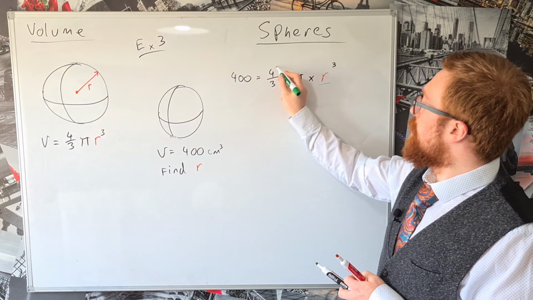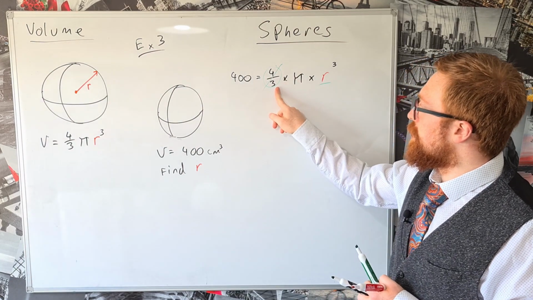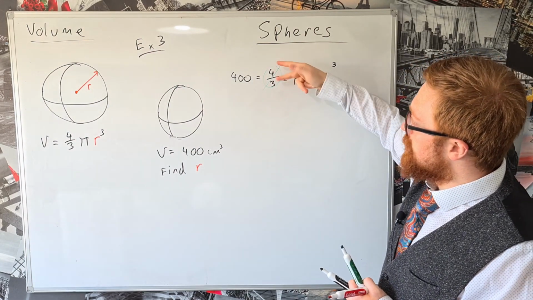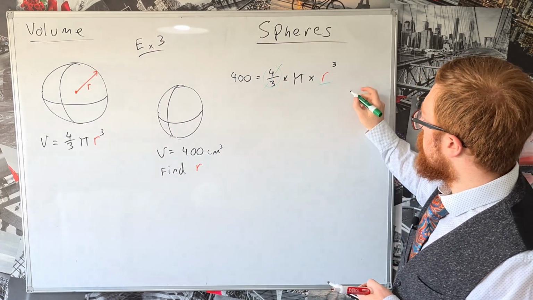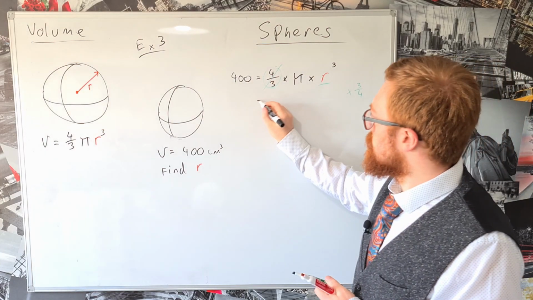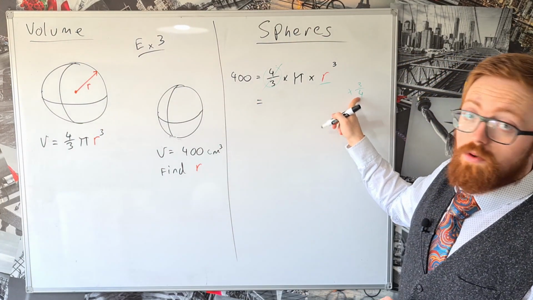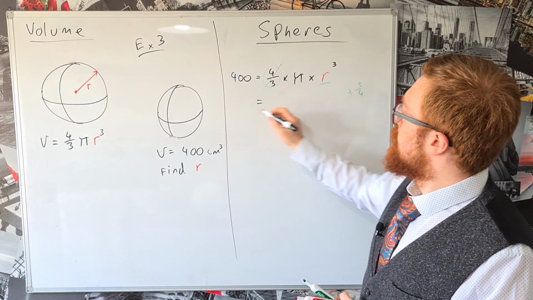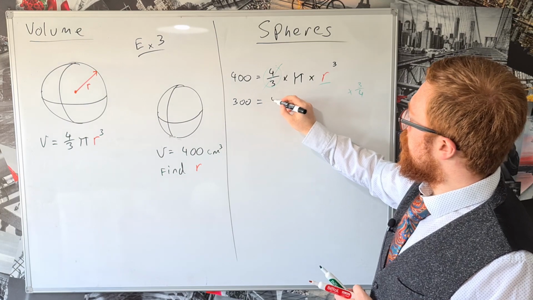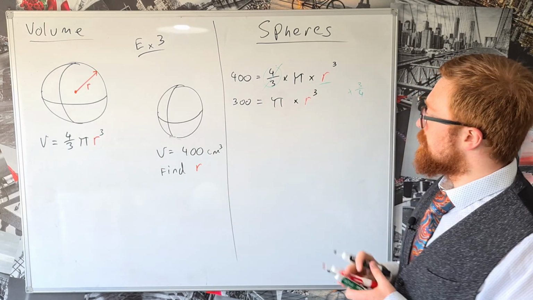So let's get rid of this 4/3 first. Well, the opposite of timesing by 4/3 is dividing by 4/3, which is the same as timesing by the reciprocal. So I'm going to times both sides by 3/4. And now 3/4 of 400, 1/4 of 400 is 100, times by the 3 is 300. We've got rid of that 4/3. I've got pi times by r cubed.